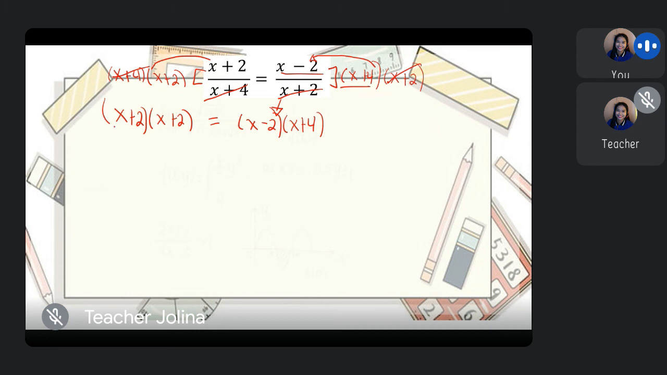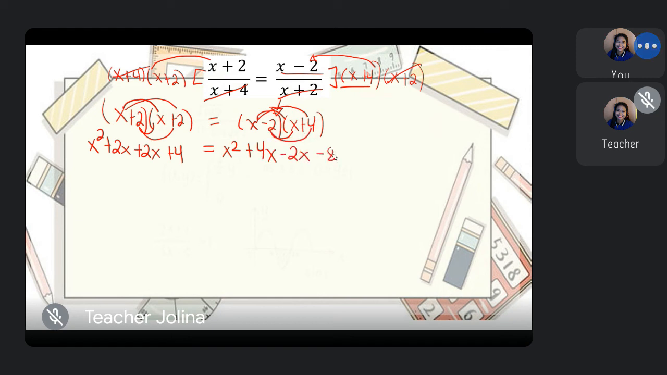So, okay, FOIL method dito tayo pwedeng magamit. So, we have x squared, x times 2 is 2x, and then 2 times x is 2x again, and then 2 times 2 is equal to 4. Equals, x times x is x squared, x times 4 is positive 4x, negative 2 times x is negative 2x, and then negative 2 times 4 is negative 8.